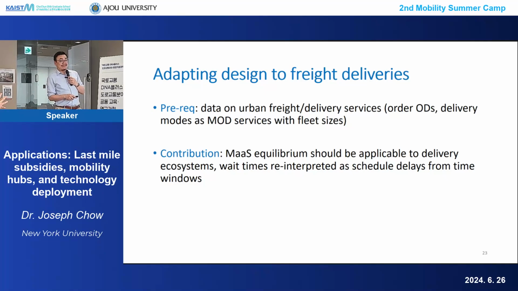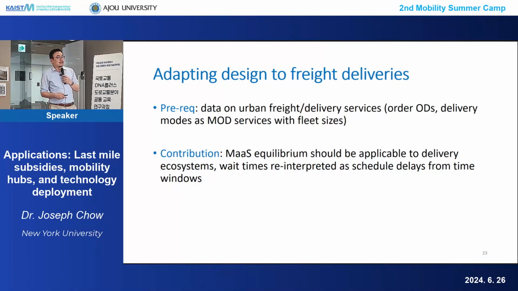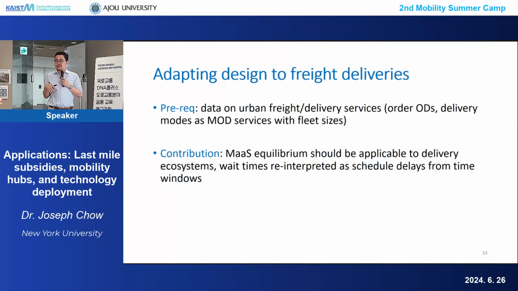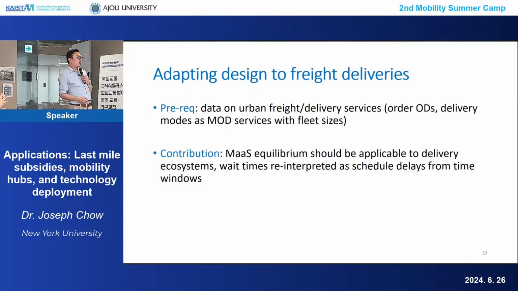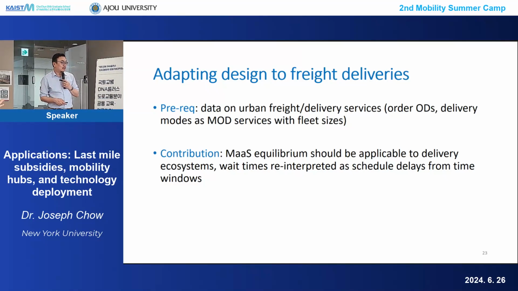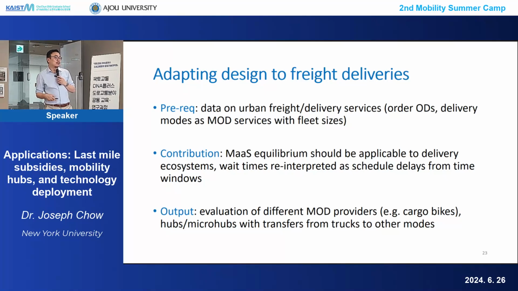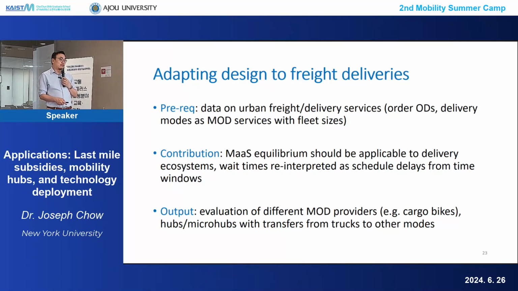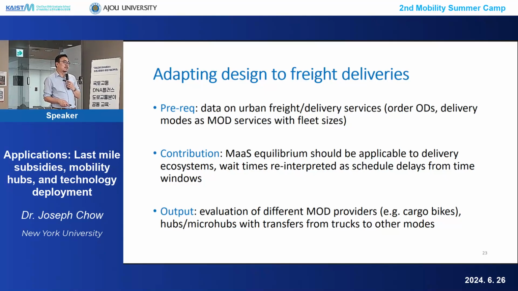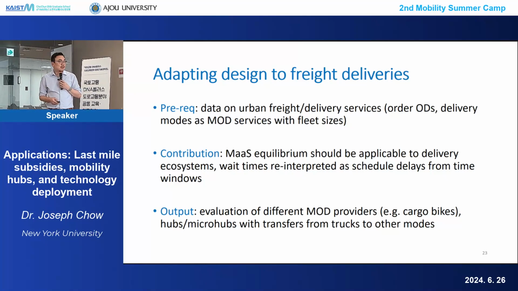In this case, if you have this kind of data, which I find is much harder to get, you can look at different delivery services that might potentially band together, right? Consolidate and provide bundled services to deliver orders from pickup to delivery. You might be able to look at some kind of mass type framework, and then evaluate the use of different providers like cargo bikes or micro hubs with transfers from trucks to other modes. So those kinds of logistics questions can then be answered.